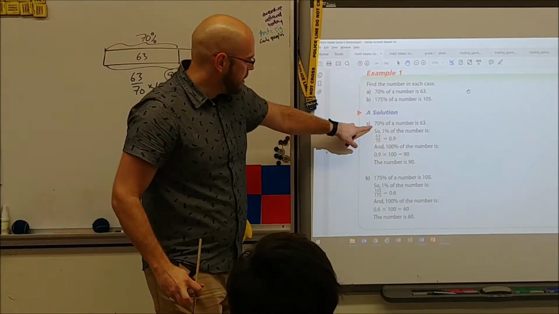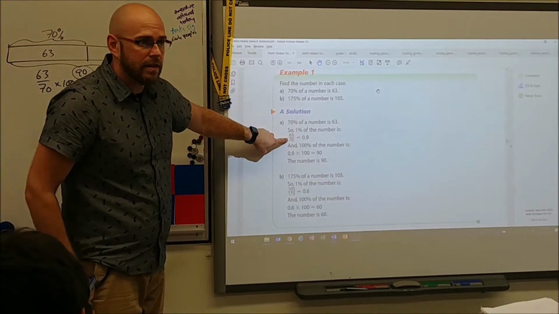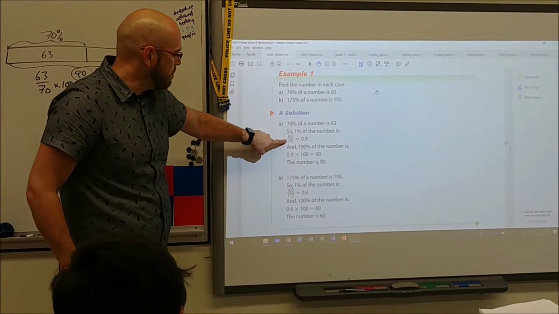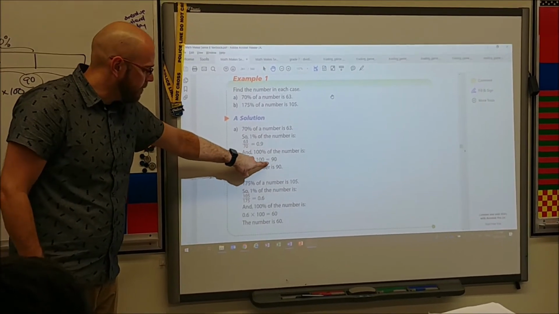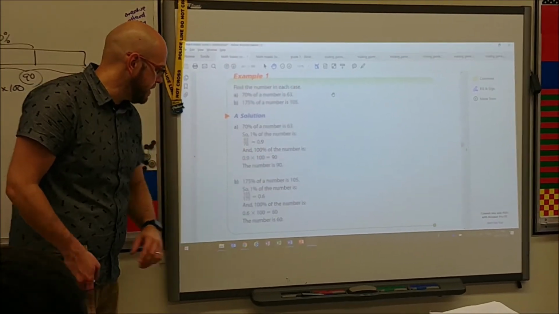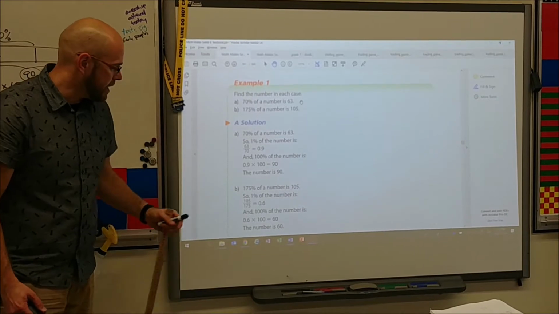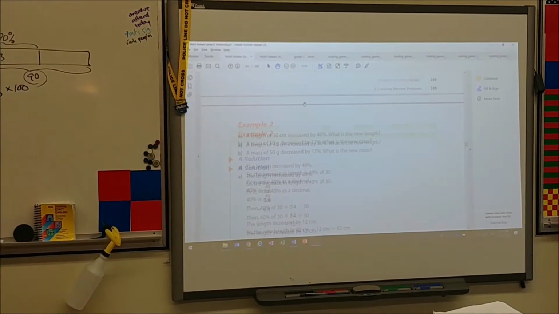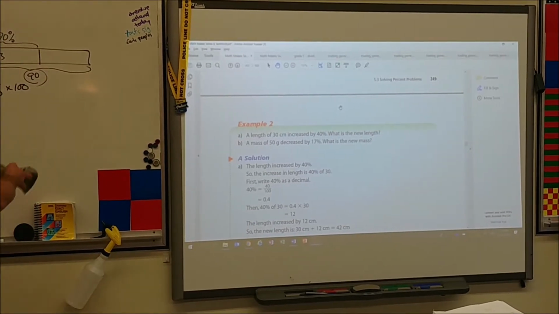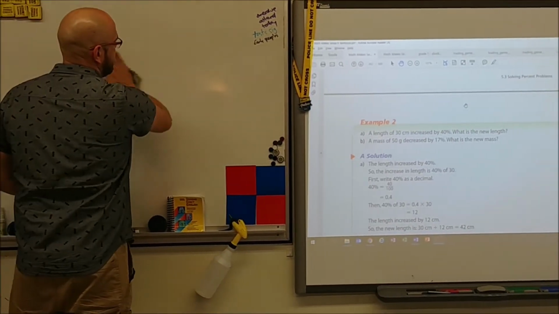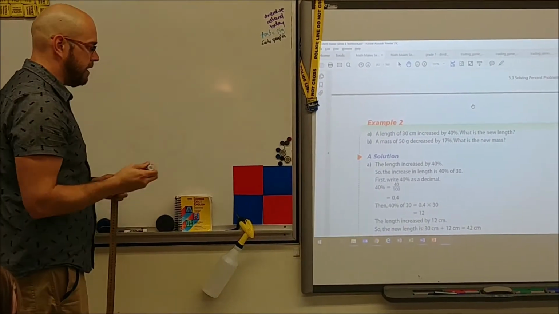Here it is once again, 70% is 63. So that's 63 divided into 70, so you can find out what 1% is. Take that 1% times 100 and find out that 100% is 90. And then you can follow the second one on your own as it's exactly the same. All right. A length of 30 centimeters increased by 40%. What is the new length?